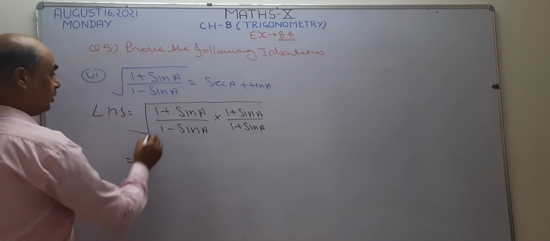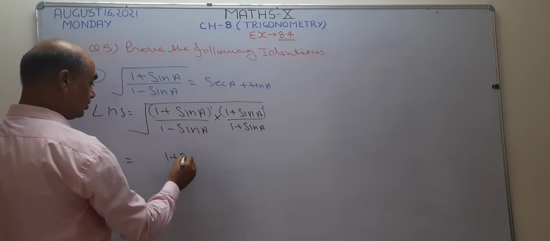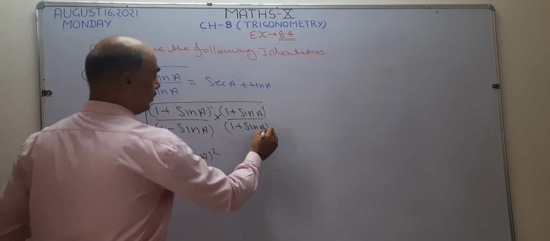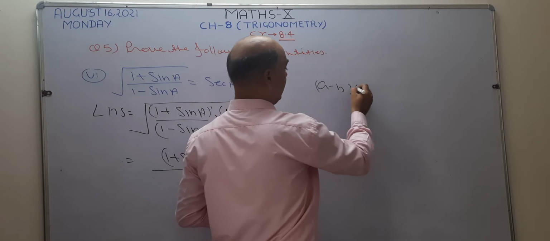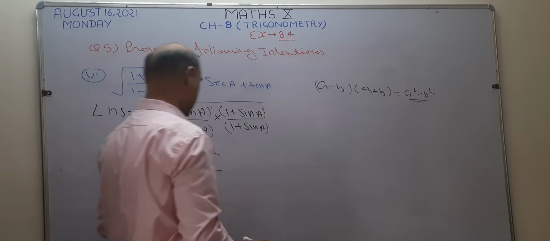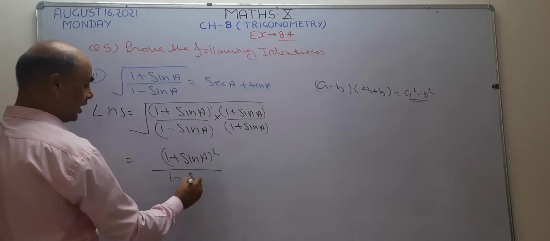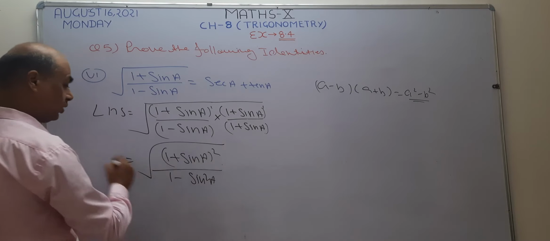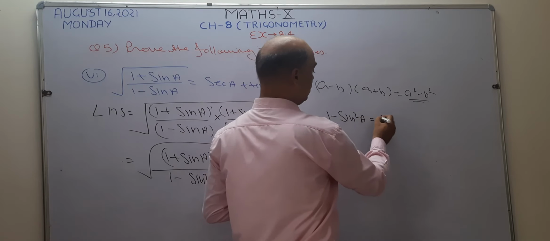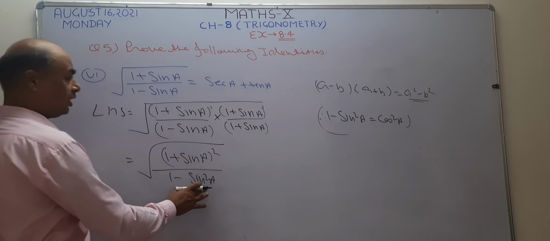Now 1 plus sin A and 1 plus sin A, base same, powers add, so this becomes 1 plus sin A whole square. A minus b and a plus b, you know, is equal to a square minus b square. By using this identity, I write square of 1, which is 1, minus sin square A. Now 1 minus sin square A is equal to cos square A by using the identity. So instead of 1 minus sin square, I write cos square.